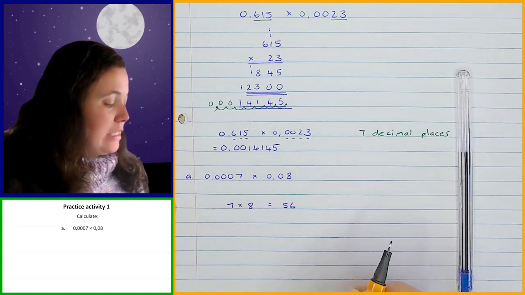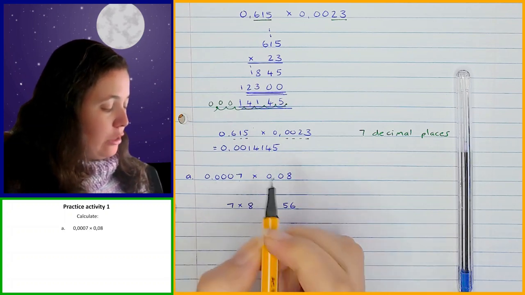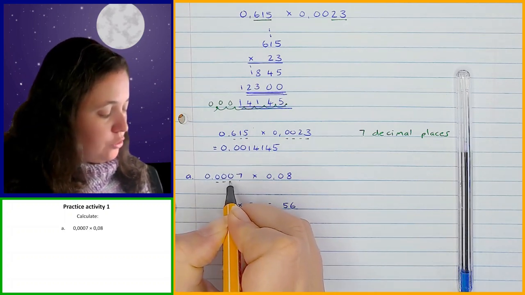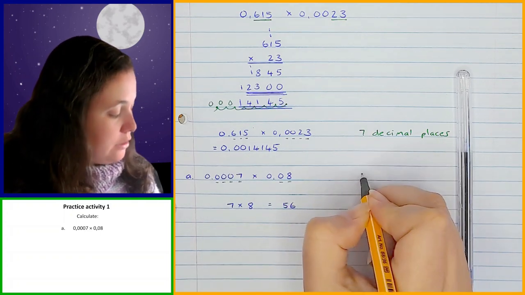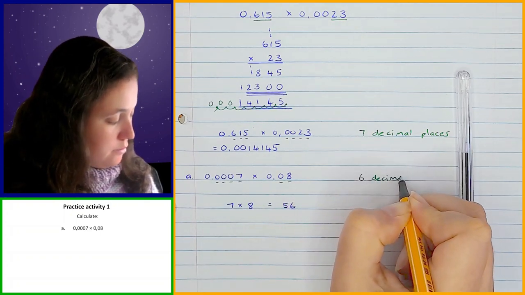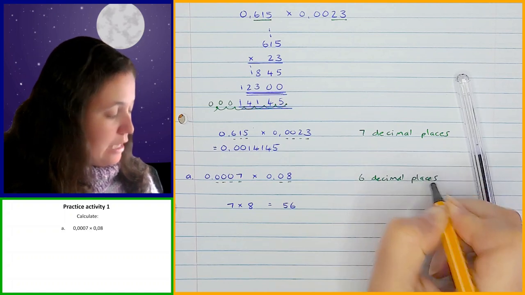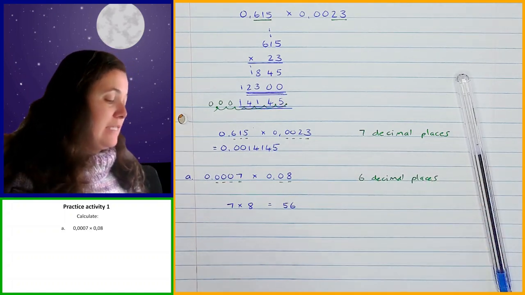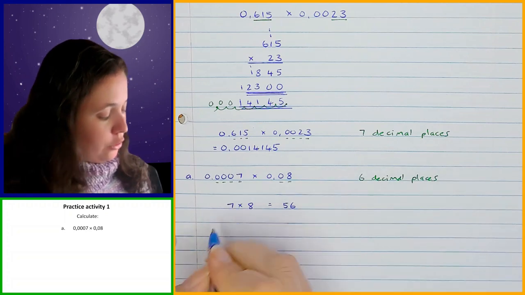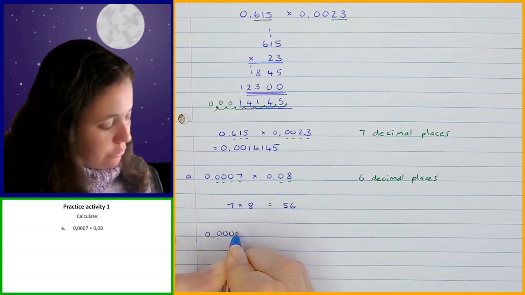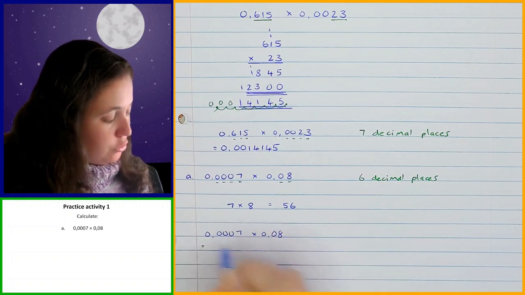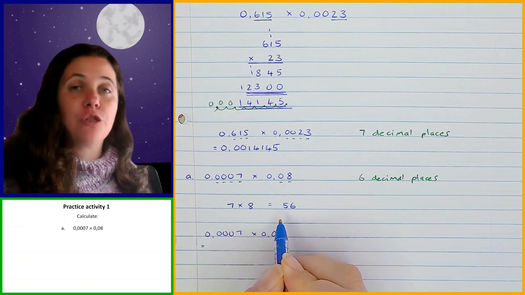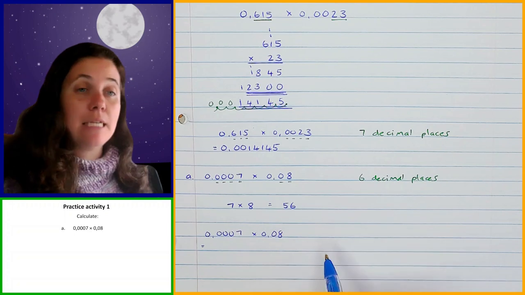Now we need to look and see how many decimal places there are altogether. So I've got 1, 2, 3, 4, 5, 6 decimal places altogether. So my product needs to have 6 decimal places. So when I go with the 0.0007 times 0.08 equal to something with 56 in it, I need to make sure that it has 6 decimal places.